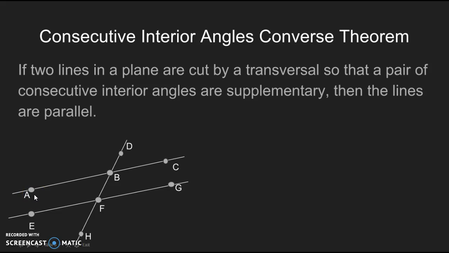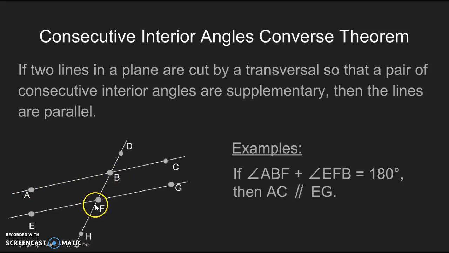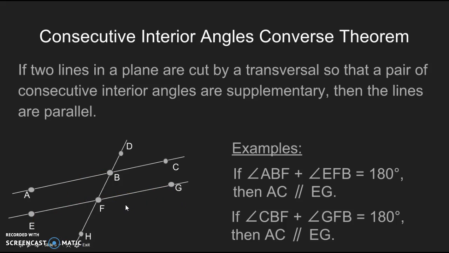Now the consecutive interior angles converse theorem says that if two lines in a plane are cut by a transversal so that a pair of consecutive interior angles are supplementary, then the lines are parallel. For example, if angle ABF plus angle EFB equals 180 degrees, then segment AC is parallel to segment EG. Another example would be if angle CBF plus angle GFB equals 180 degrees, then segment AC is parallel to segment EG.